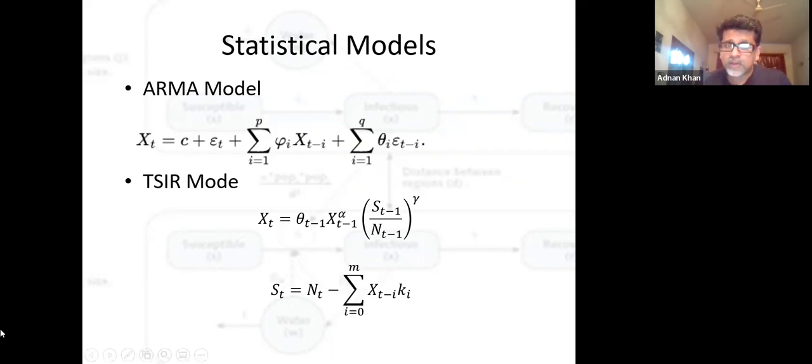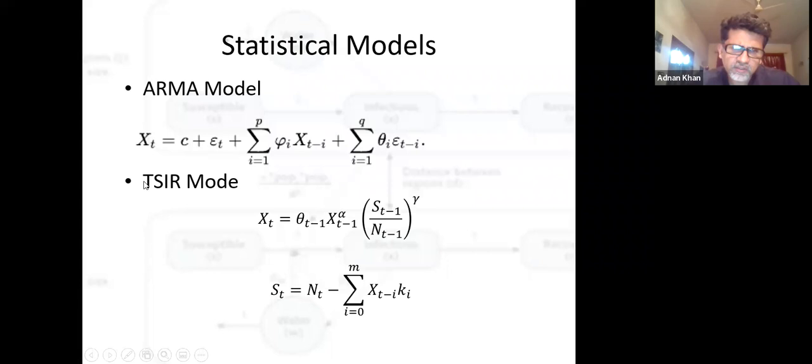Again, there is no dynamics of the disease here. There's no mention of asymptomatics, no mention of comorbidities, nothing. You don't hear terms like that, right? Because these models do not account for any internal disease dynamic.